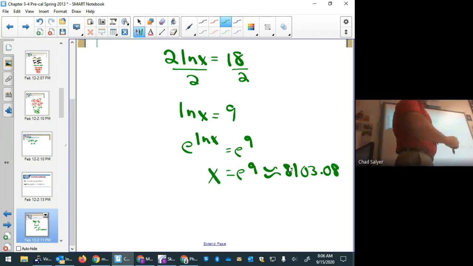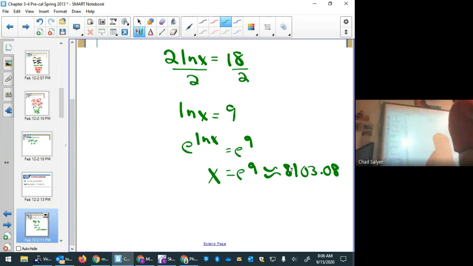So an exciting day for you guys. You saw me exponentiate for the first time and life was discovered on Venus. Which of those is more important? I don't know.